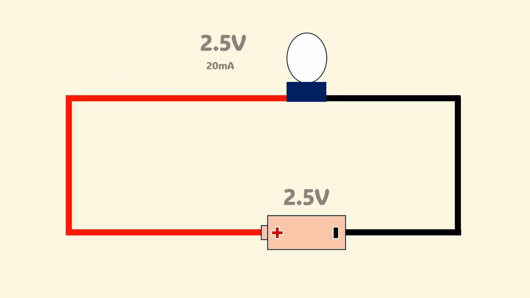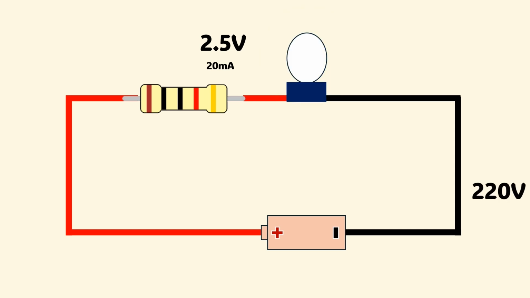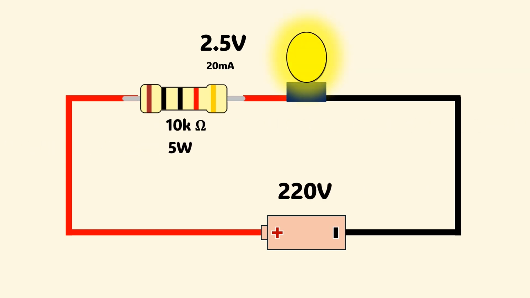When you connect a 2.5 volt LED to a 2.5 volt battery, the LED will work fine without any problem. But when connecting a 5 volt power supply to a 2.5 volt LED, the LED will burn out after a while due to the 2.5 volt more than the LED requires. We can use a 150 ohm resistor here to block this excess current. But if the voltage is 220, then a 10 kilo ohm 5 watt resistor needs to be used, which will consume almost the same power as a 5 watt LED light installed in our kitchen or bathroom.